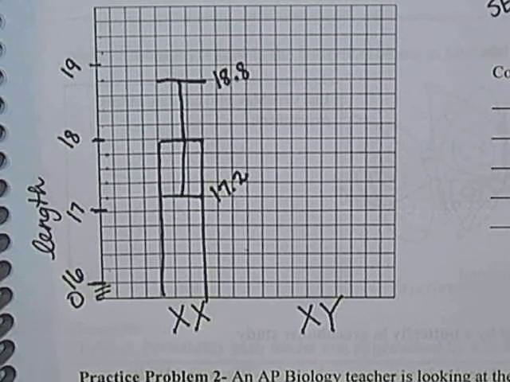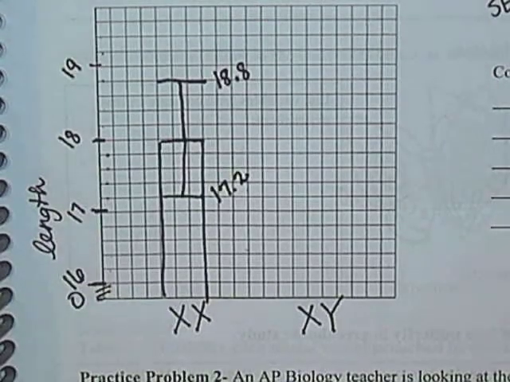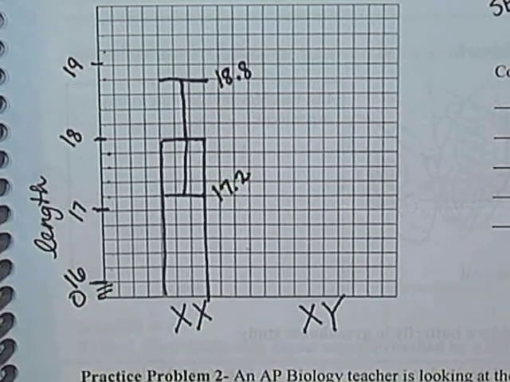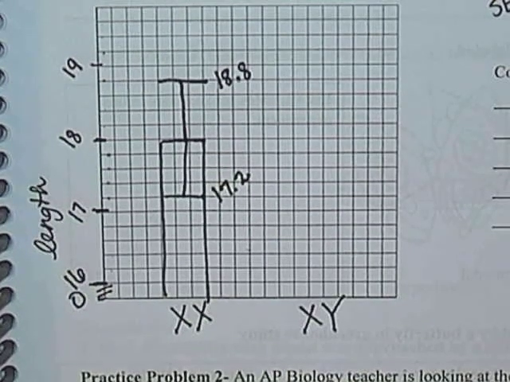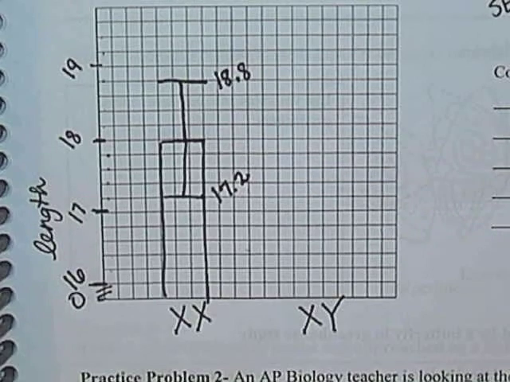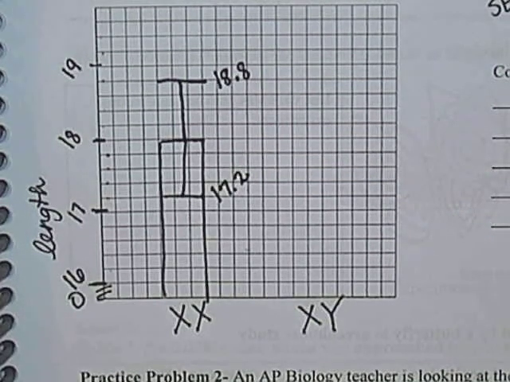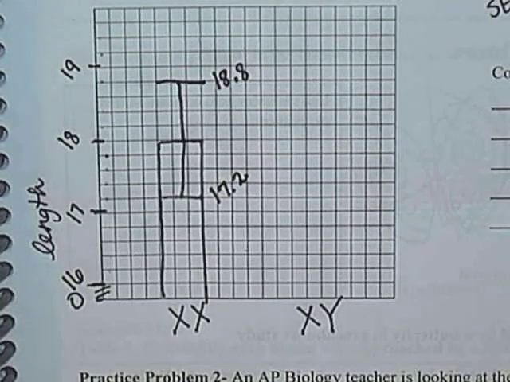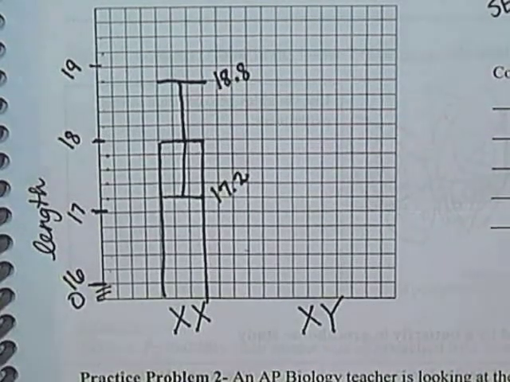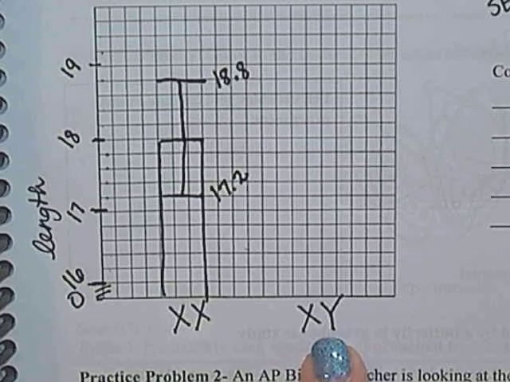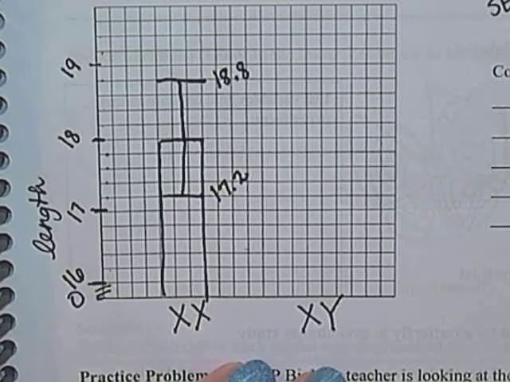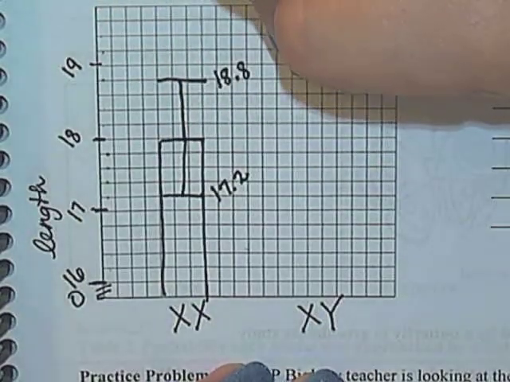Now for the male hand size, that's the XY, the average size was 18.9 centimeters. And then when we look at our SEM, it is at 0.8 as well. So now I'm going to come over here and draw the male bar graph coming up to 18.9.